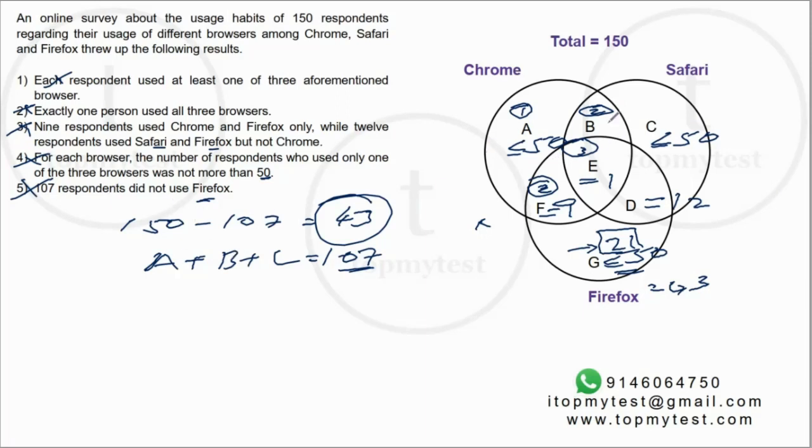I have some restrictions like A is less than or equal to 50, C is less than or equal to 50, A, B, C combined should be 107. Nothing much we can do beyond this. Let's go to the individual questions and try to solve them.